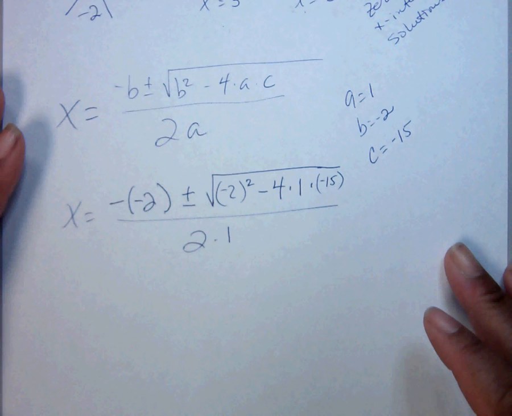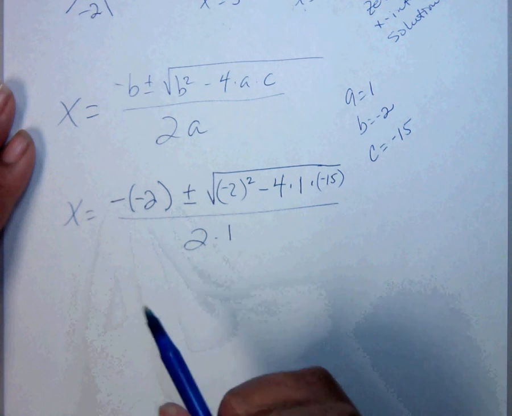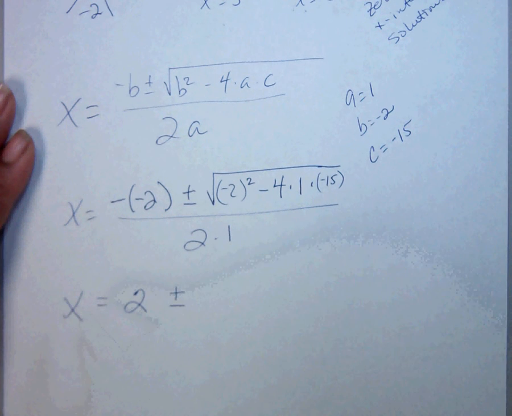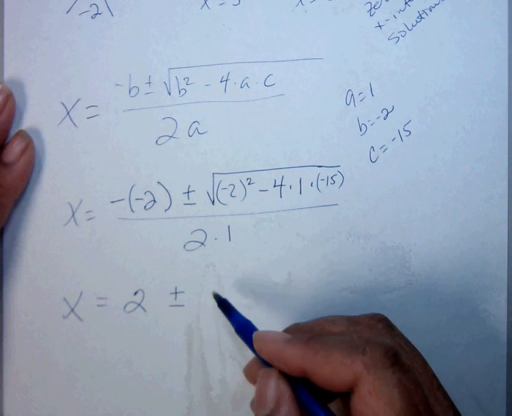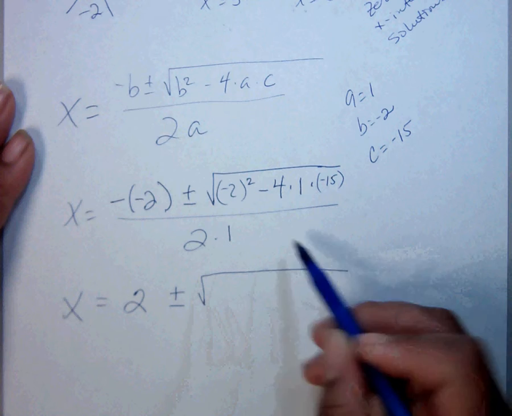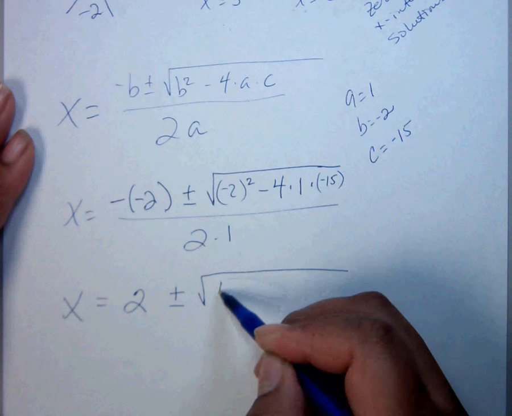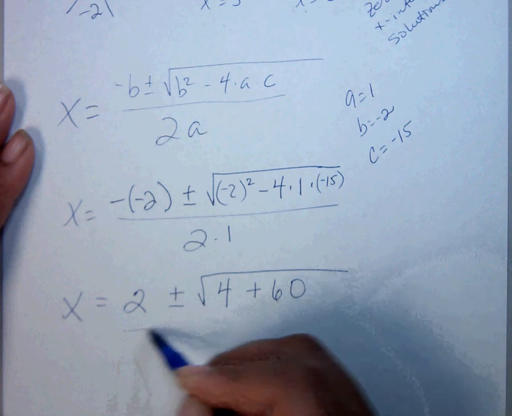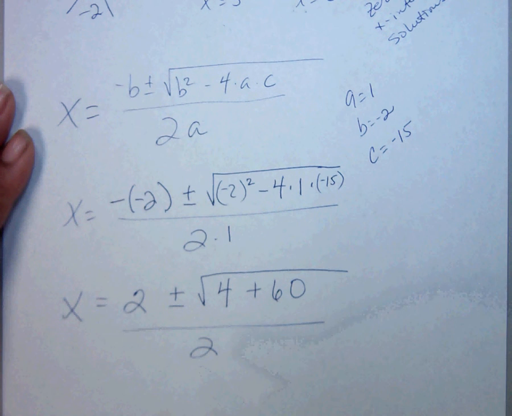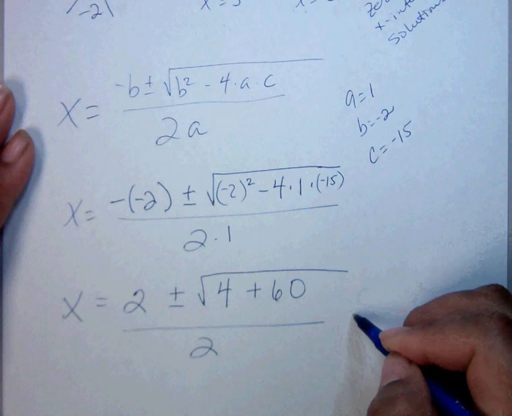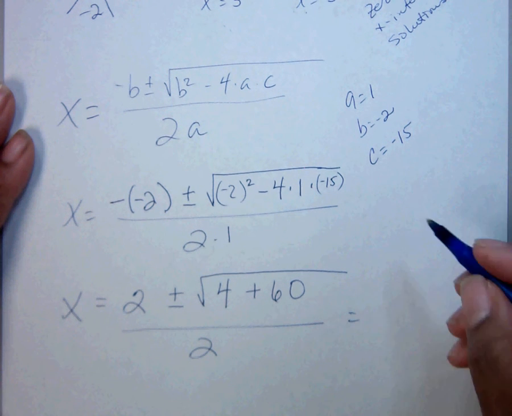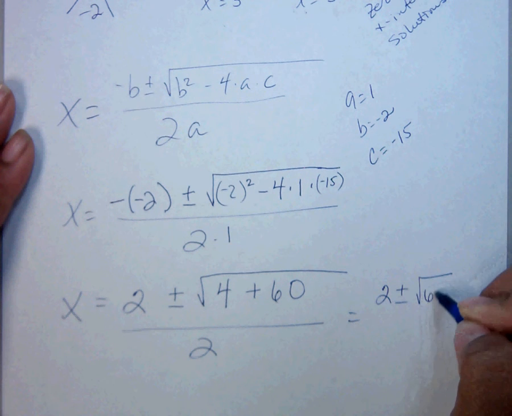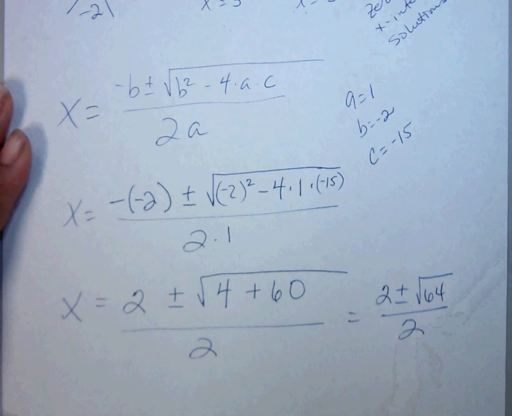Okay, and then from there, that becomes positive 2, which is what I was talking about in the last video. And then this one becomes positive 4 plus 60 all over 2, which is 2 plus or minus the square root of 64 all over 2.